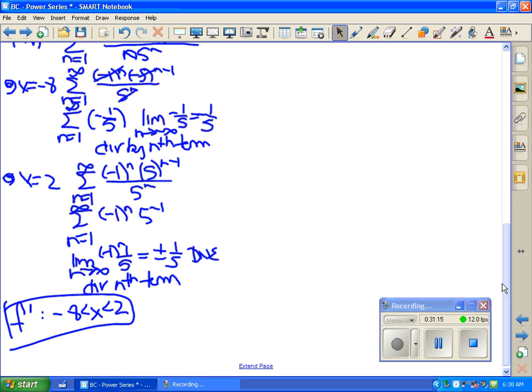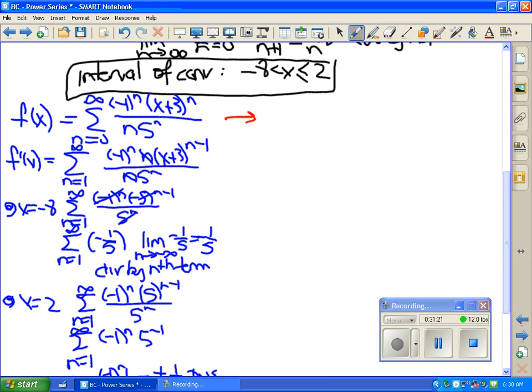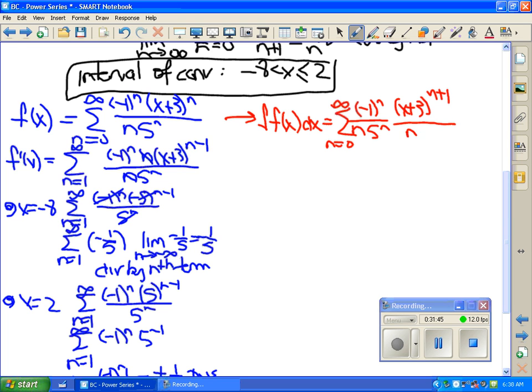Okay, so then let's take a look at the integral. Here's my f of x. So my integral of f of x dx is going to be the summation n equals 0 to infinity. I'm going to take the integral with respect to x, so the negative 1 to the n and the 5 to the n are going to stay there. I'm going to have x plus 3 to the n plus 1 all over n plus 1 to undo my power rule. And then plus c, which is on the outside of the summation, for my indefinite integral as a result. Alright, so same thing, you only need to look at the endpoints.